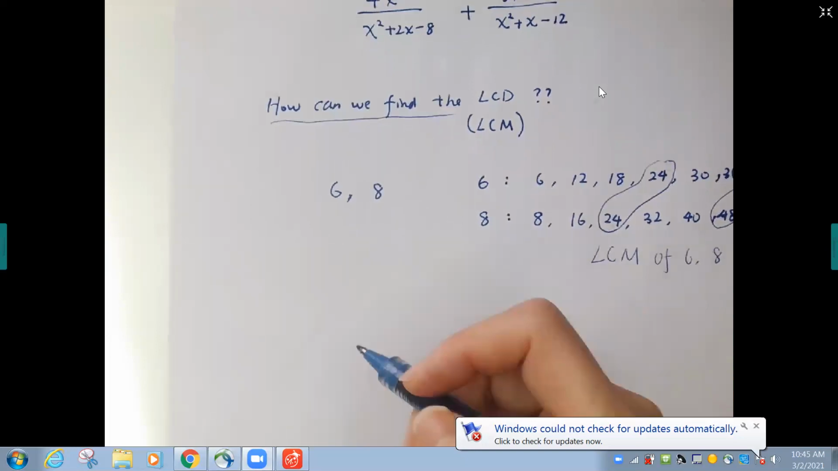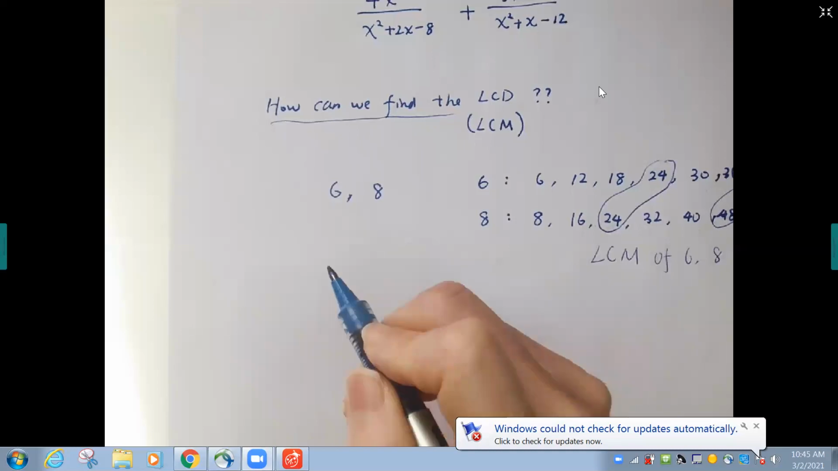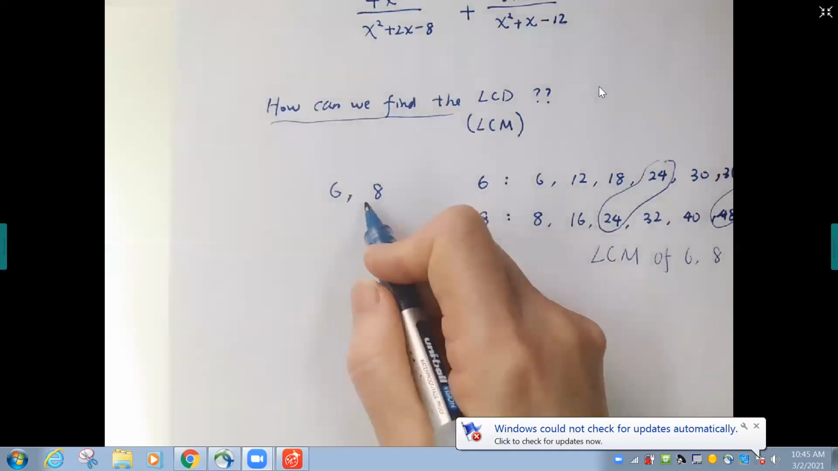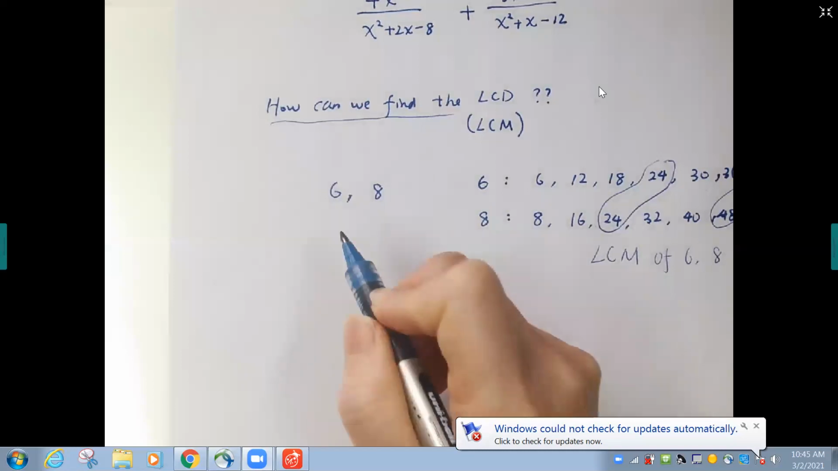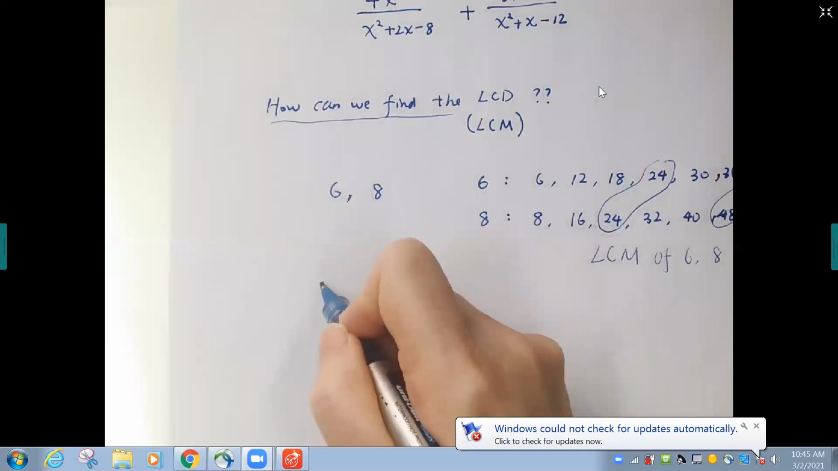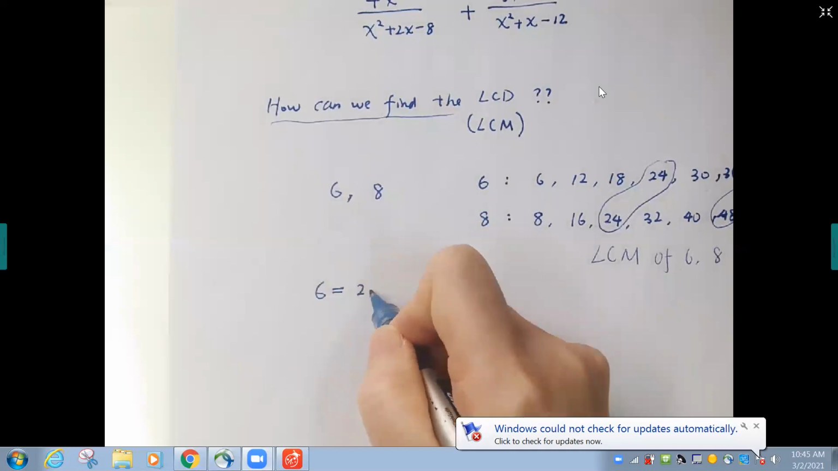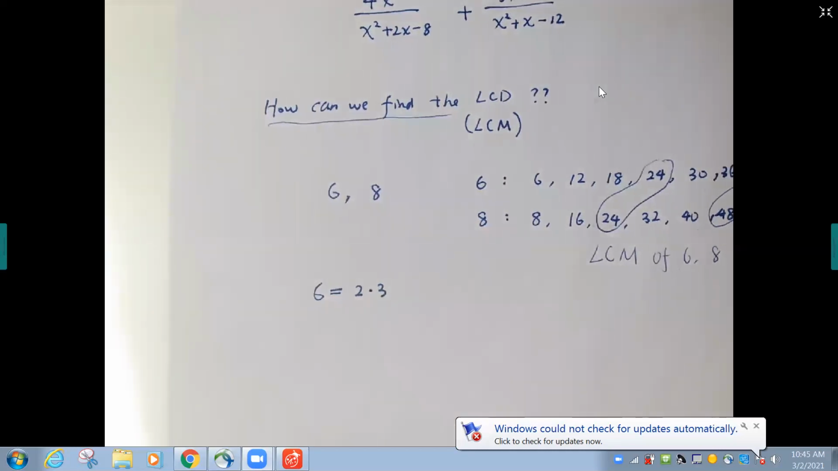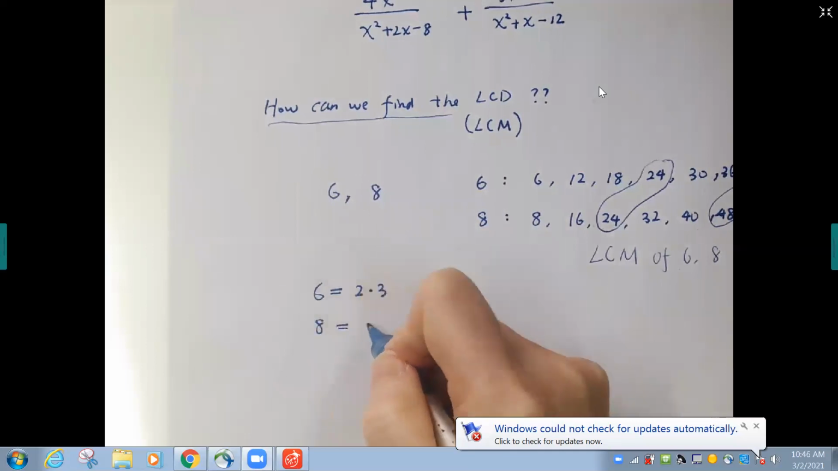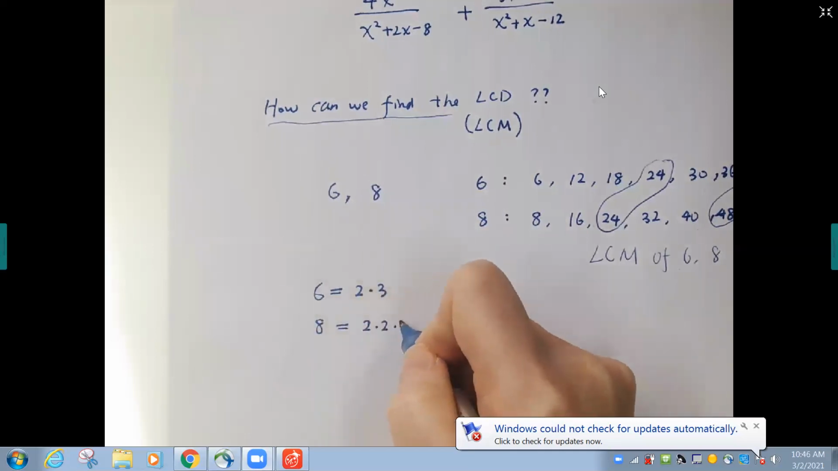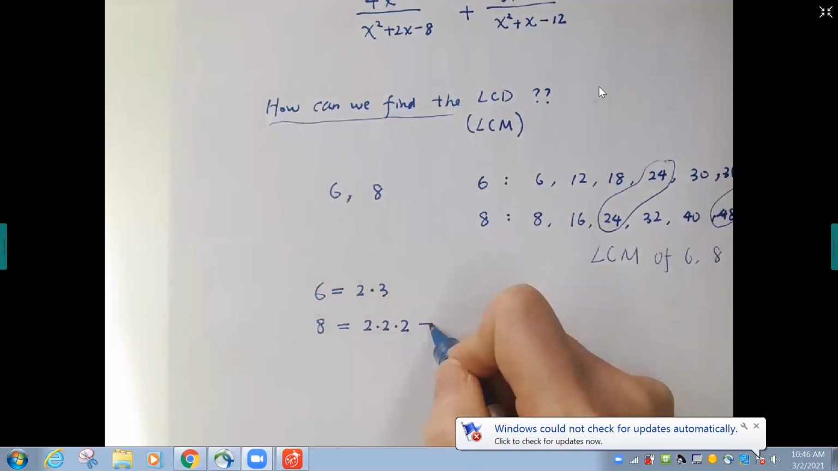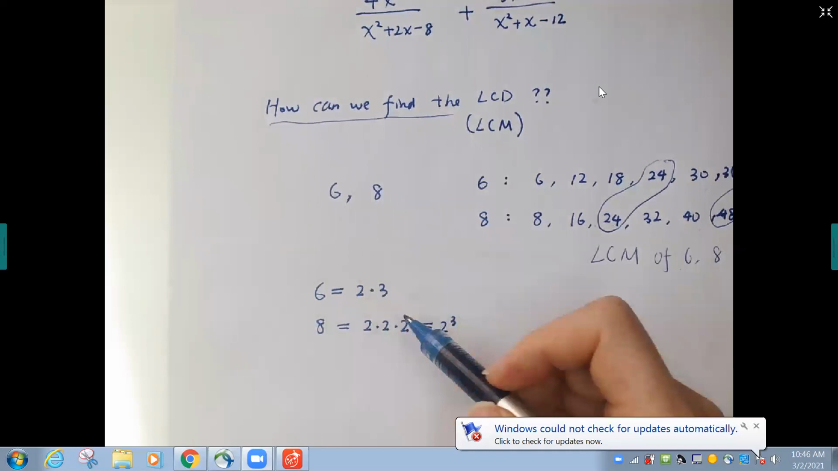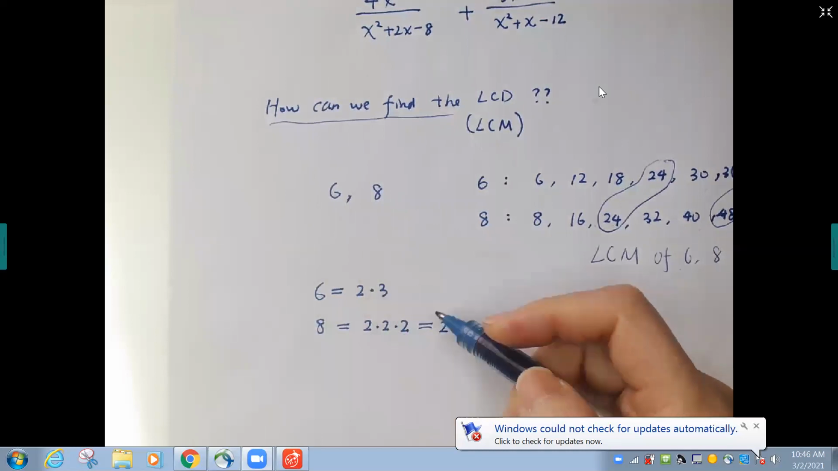So I will introduce the method like this. Whatever we are given, they can be numbers only. Let's look at here. I will factor each number completely. 6 equals 2 times 3. That's the factorization of 6. What is 8? 8 equals 2 times 2 times 2, which can also be written as 2 to the third. So step 1, factor the two numbers respectively.